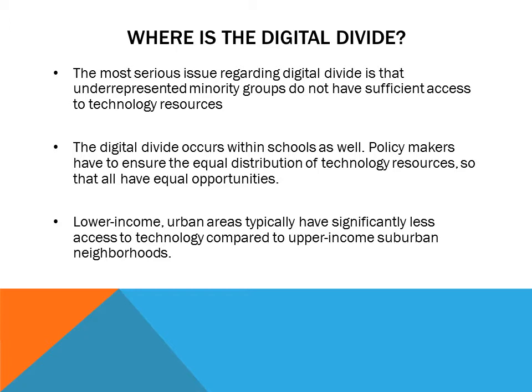And the digital divide occurs within schools as well. Policymakers have to ensure the equal distribution of technology resources so that all have equal opportunities. And typically, this is not something that is handled, or handled well at least. There's a very obvious difference between schools that are in affluent neighborhoods and those that are not. And lower income urban areas typically have significantly less access to technology compared to those in upper income suburban neighborhoods.